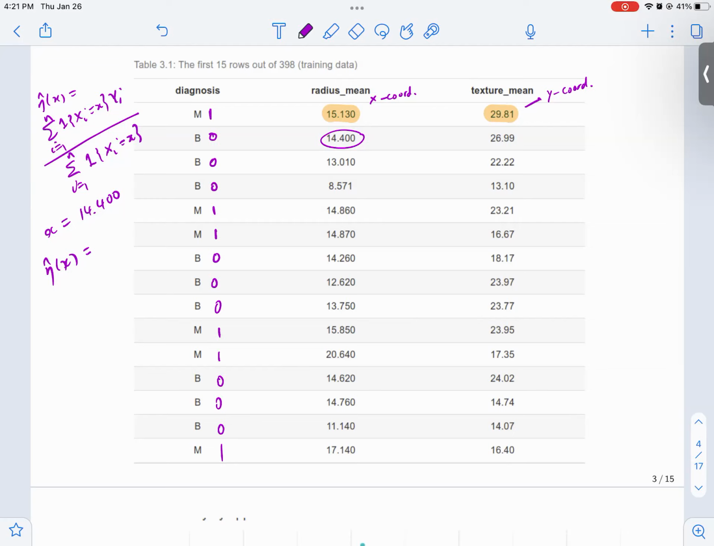Oh yeah, so suppose x is 14.400. What would this classifier be? This is going to output something for x. Eta hat of x, what would it be? It would be 0. Why?